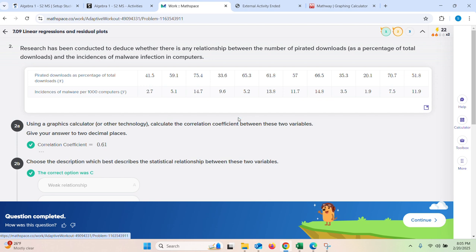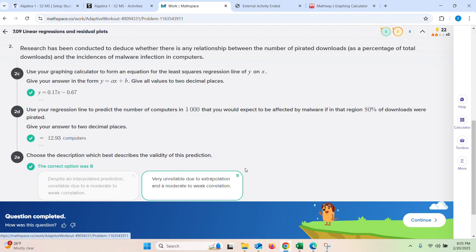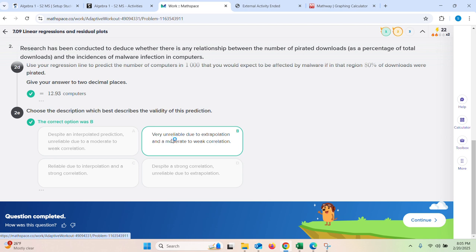If they had given us 5, there's no number that small, so that would have been extrapolation. If they had given us 45, it's in the range. So that's how we picked that. It was very unreliable because we had to extrapolate. The number was outside the range and it was a weak correlation.